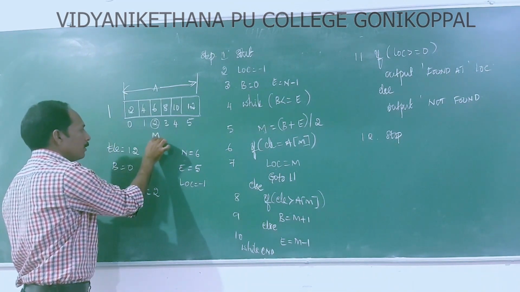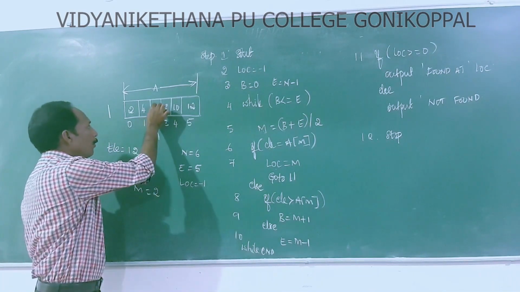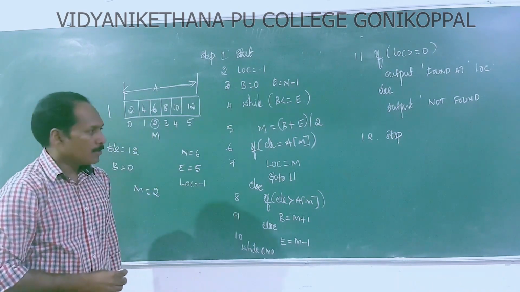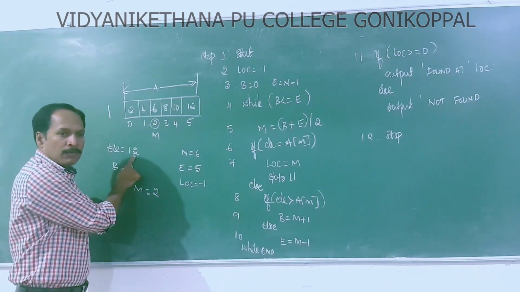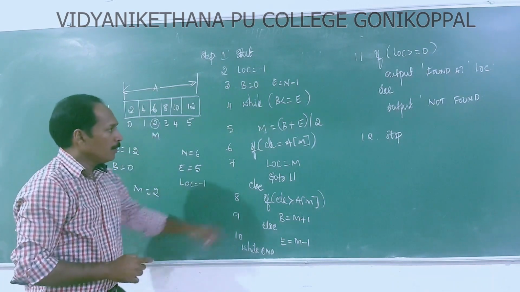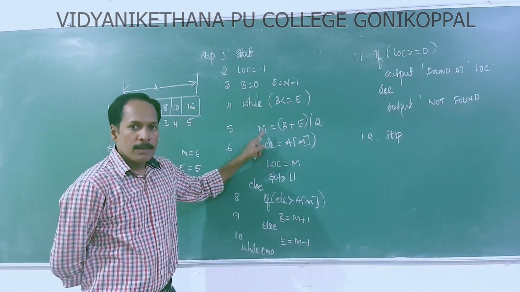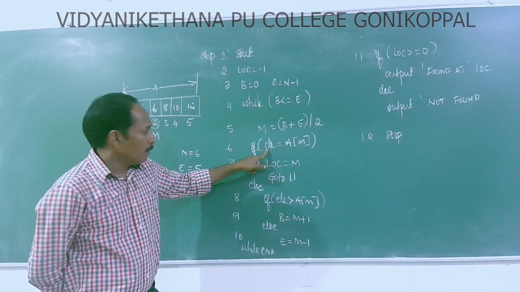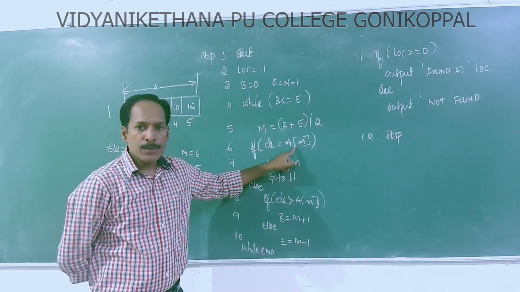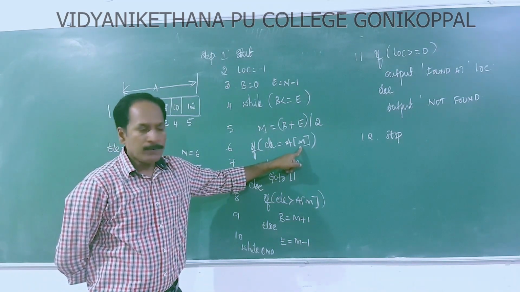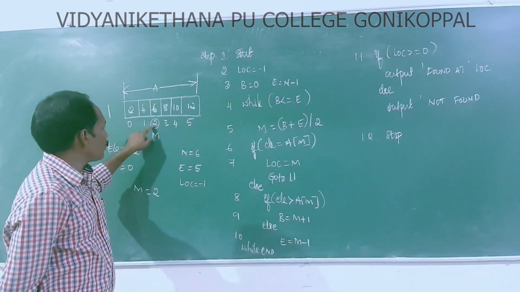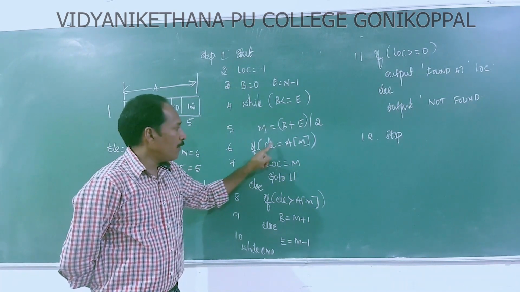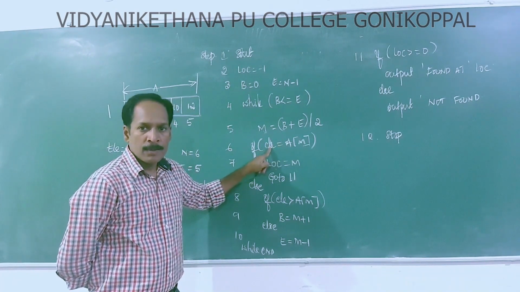First comparison we are making. The middle position is now pointing to 6. The position is 2 and the corresponding element is 6. The element you are looking for is 12. So now we compare. We got the middle position, then we compare the element you are looking for, 12, with the present element A of m. A of 2 is 6. Now elements are compared as 12 and 6. Are 12 and 6 the same? No, they are not the same.